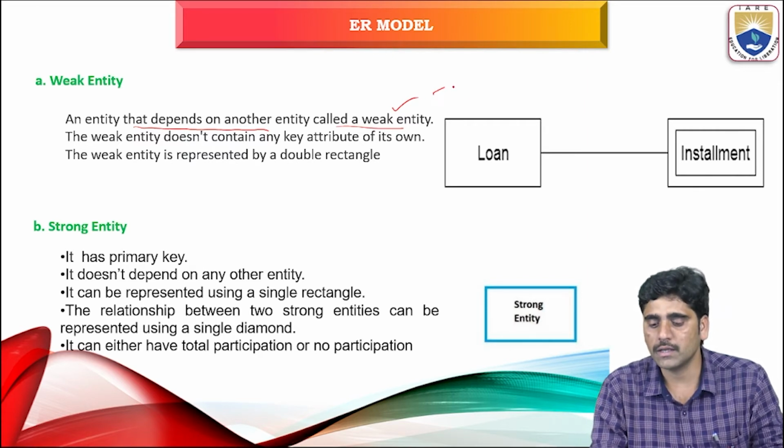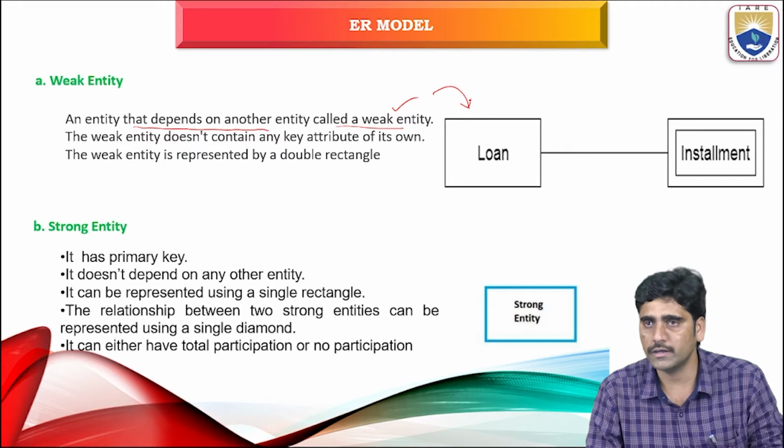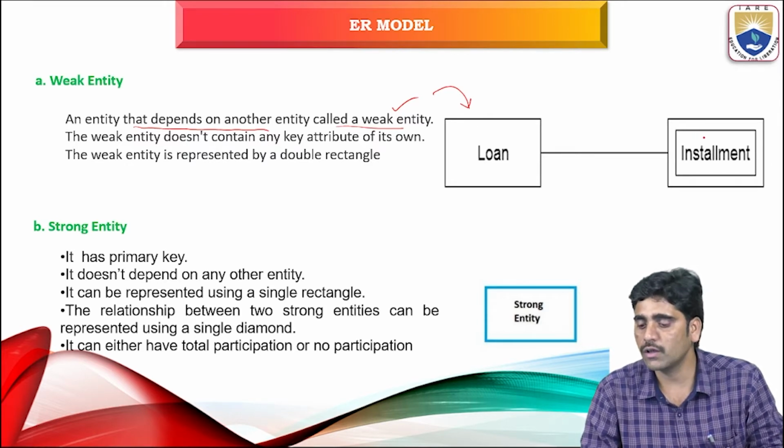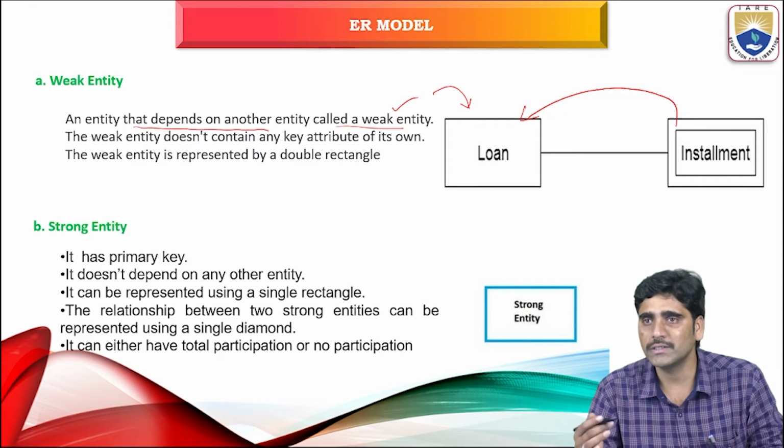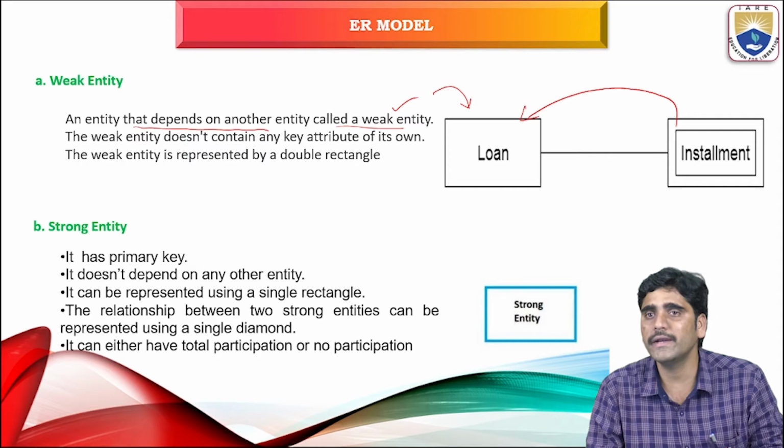So from this example, a loan is one entity and installment is one entity. Installment comes only when you apply for the loan. When you have the loan, you have to pay installment-wise, right? So indirectly, the installment is depending on the loan that you have taken. Loan is a main entity, and the installment entity is depending on the loan entity.